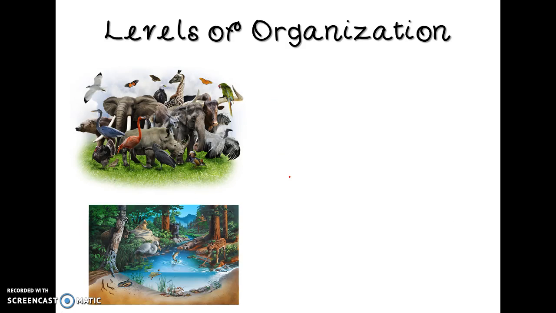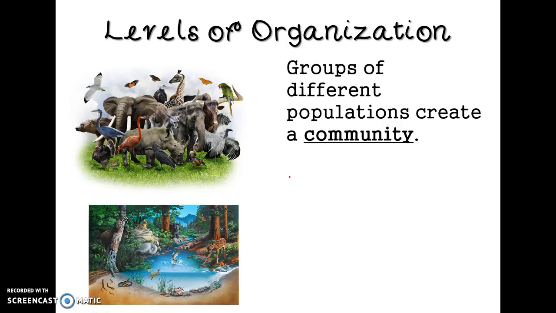So, within populations coming together, we create communities. All the different types of populations together form a community. In my picture over here, you can see different types of animals: elephants, rhinos, flamingos, and giraffes. All of these animals form a community.